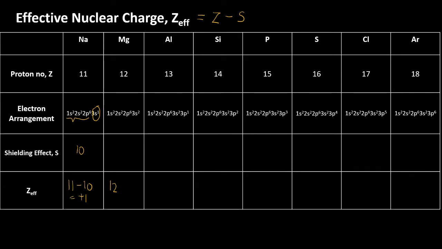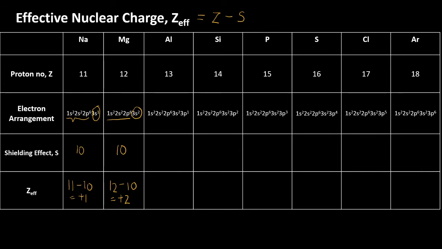And the outermost shell's electrons for magnesium is in 3s2. Hence, for magnesium, it also has 10 inner shell electrons in 1s2, 2s2, 2p6, and therefore the shielding effect for magnesium is also 10. To calculate the Zeff for magnesium, we just use the nuclear charge 12 minus the shielding effect 10 to give us positive 2. So the effective nuclear charge for magnesium is positive 2.